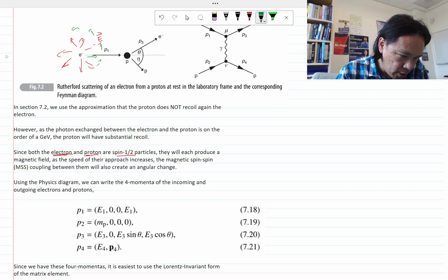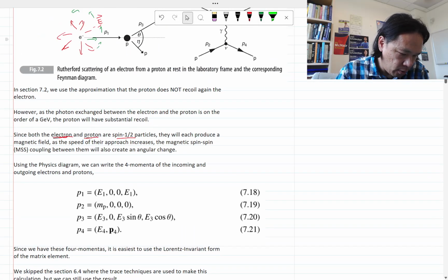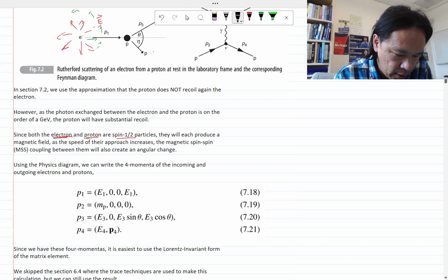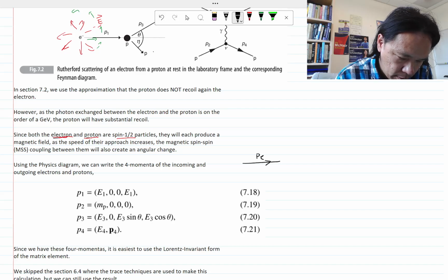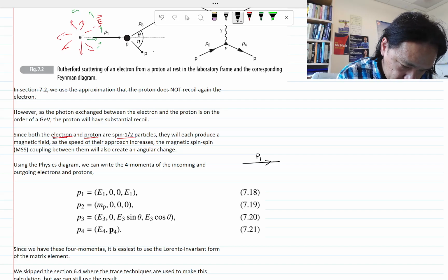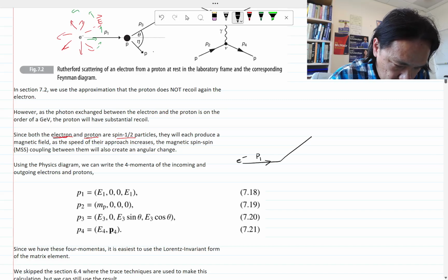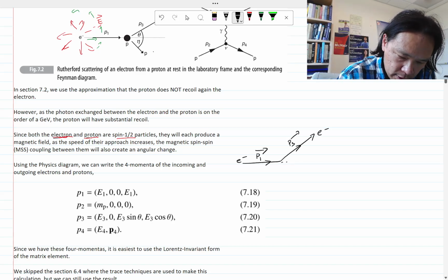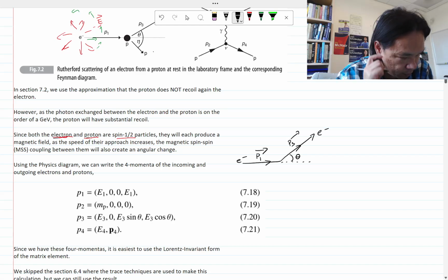Okay, so let me redraw the diagram real quick. What we're going to do is have the electron come in with momentum P1. It's going to bounce off this proton as usual, and then I'll have momentum P3. This is going in this direction. We're going to still keep the scattering angle at theta.